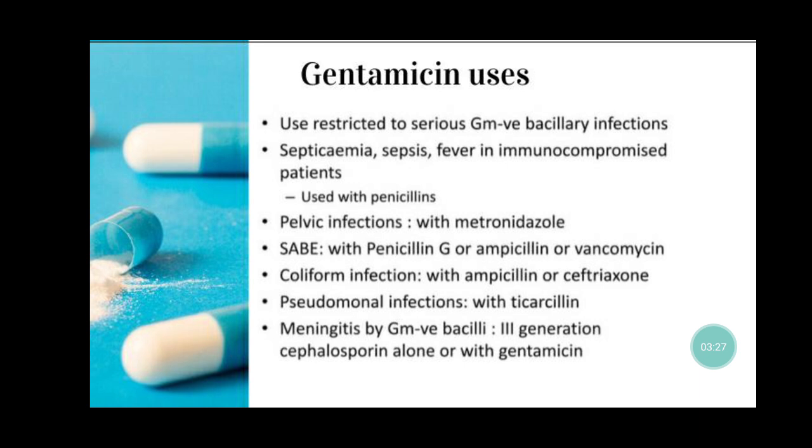Now the uses of gentamicin. The use of gentamicin is restricted to serious gram-negative bacillary infections. It is used in septicemia, sepsis, and fever in immunocompromised patients. In these cases, it is used with penicillin. Used in pelvic infections with metronidazole. Used in SABE, that is subacute bacterial endocarditis, with penicillin G or ampicillin or vancomycin. Used in coliform infection with ampicillin or ceftriaxone. Used in pseudomonal infection with ticarcillin. Used in meningitis by gram-negative bacilli.